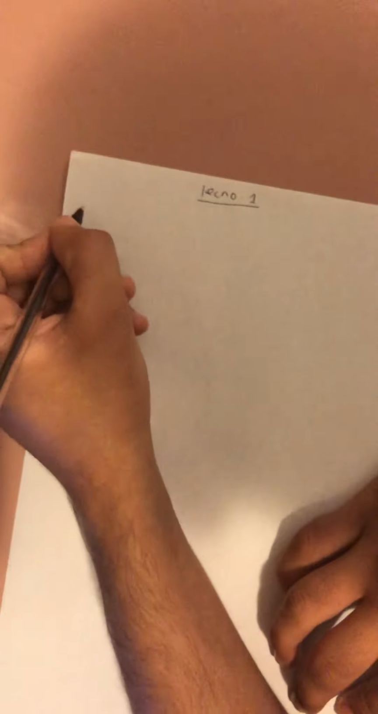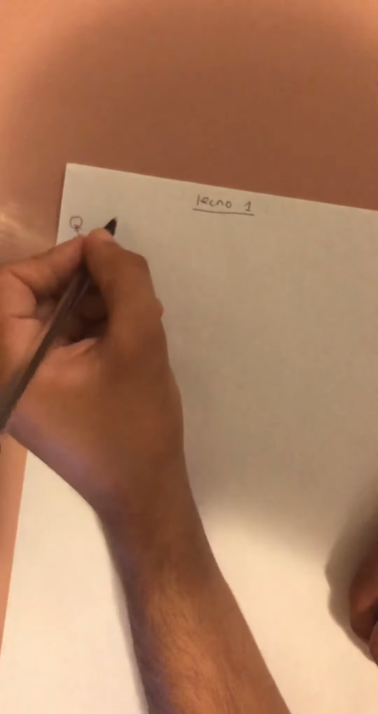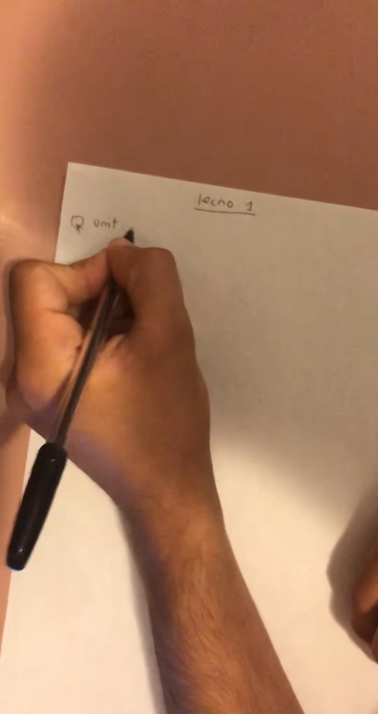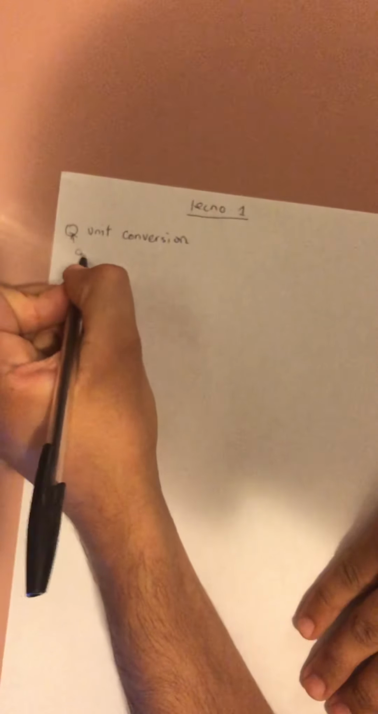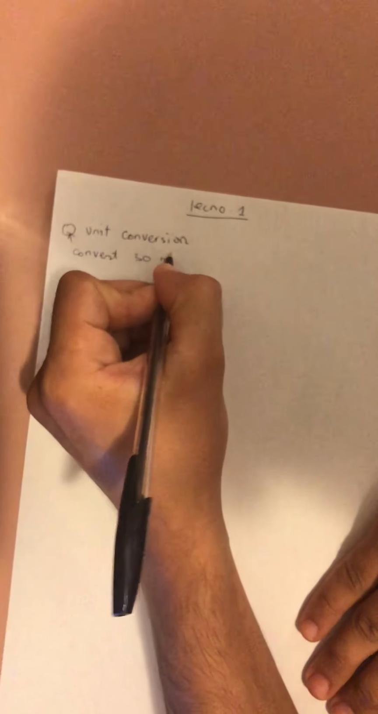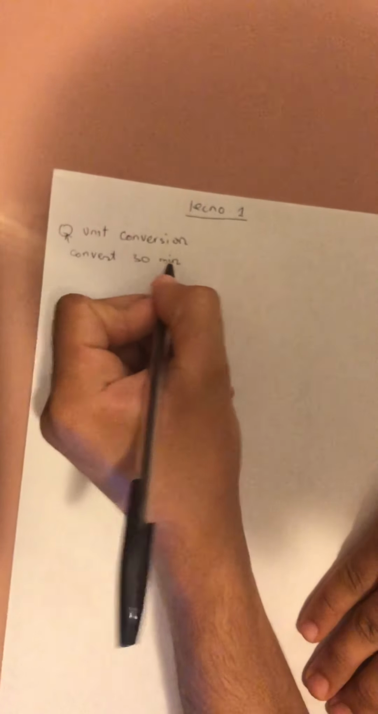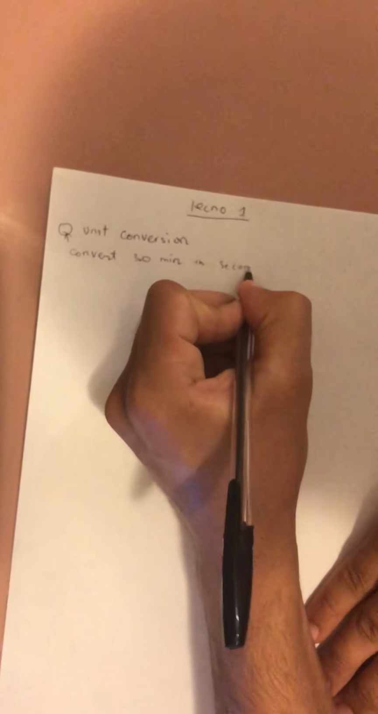We'll solve those questions together. It's part one, question number one, regarding units, unit conversion. Convert 30 minutes into seconds. This is the easiest one, I think.